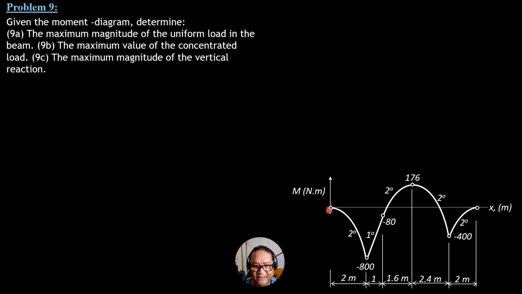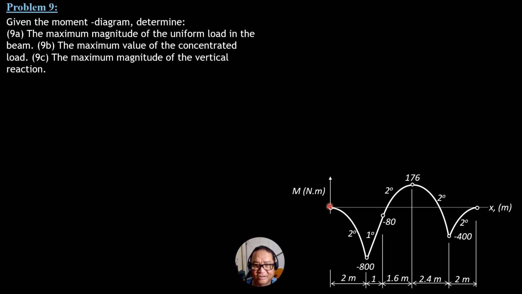First, between the start up to here, we have change in moment. Remember, change in moment is equal to the area of the shear diagram. Since this is second degree, the diagram there should be first degree, or triangular. The tangent initially is horizontal here. You just look at the figure, horizontal also here, and at the maximum highest point also. So change in moment, negative 800 minus 0.